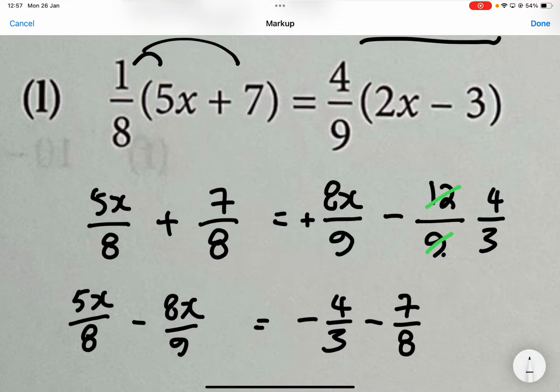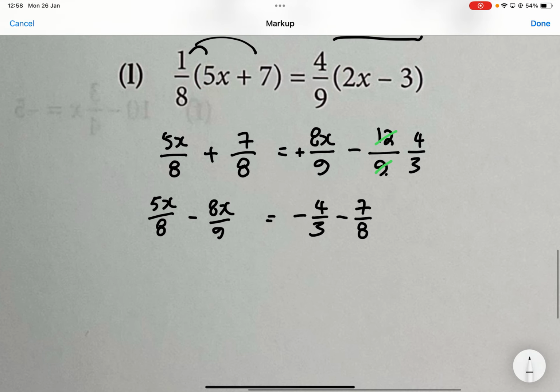Right now on the left there are two terms: one term with x, one term without x. On the right also one term with x, one term without x. I want all the terms with x on one side, and all the terms without x on the other side. This term has x, I want it to go to the left, so I minus it away from the right, and I minus it also on the left. 7 over 8, I don't want it on the left, so I minus it away, and it appears on the right as minus.